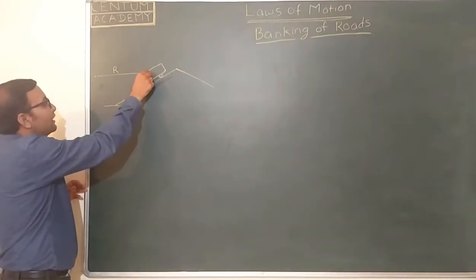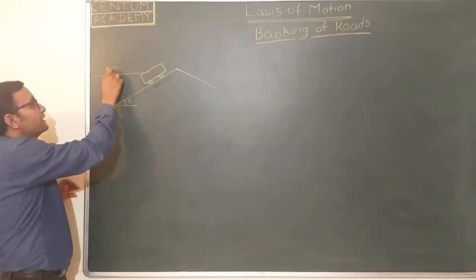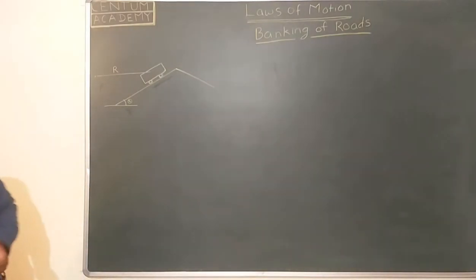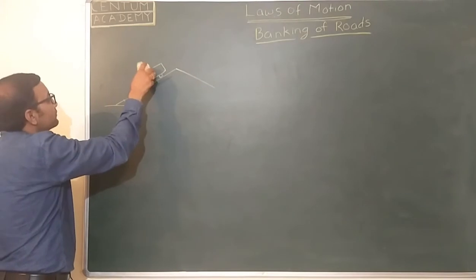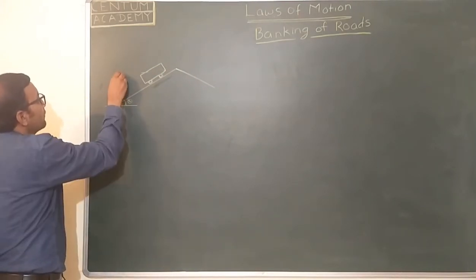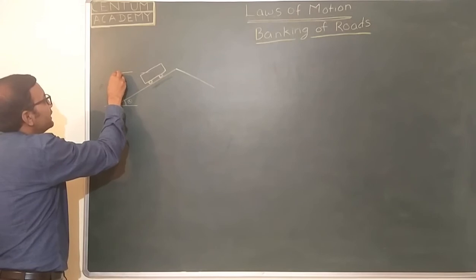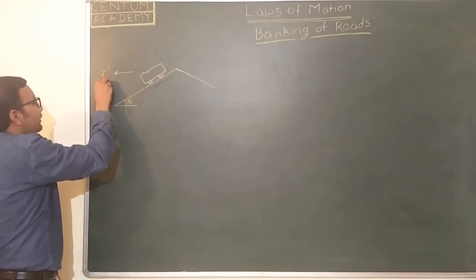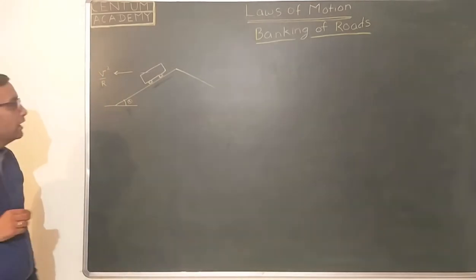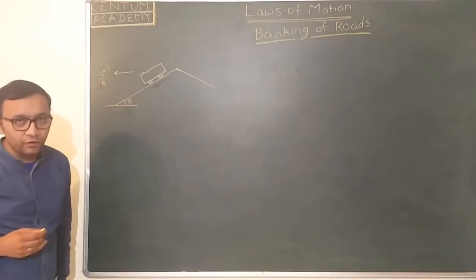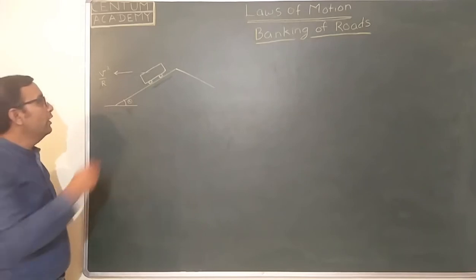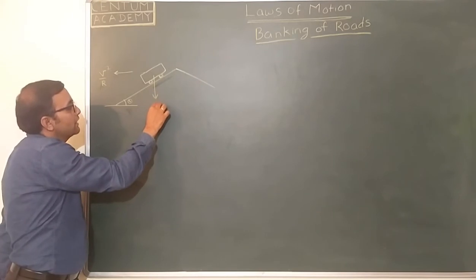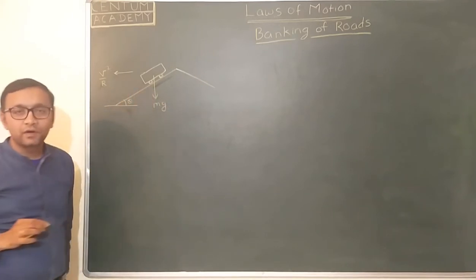Now we know that if a car takes a turn of radius r, it will have a centripetal acceleration, right? So I'll mark that here. Centripetal acceleration is always towards the center. Its value is v square by r. Now let us draw all the forces on this car. One very obvious force is the gravitational force. So this is mg, right?